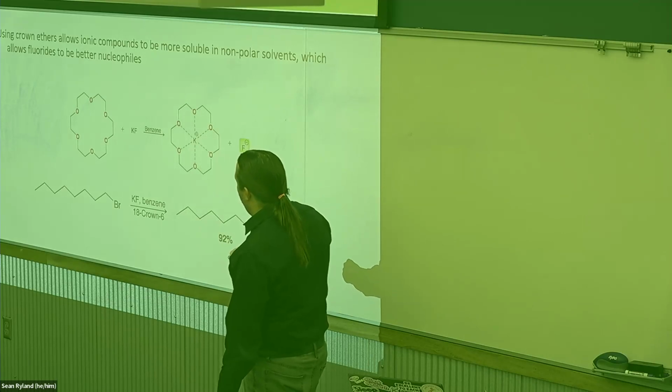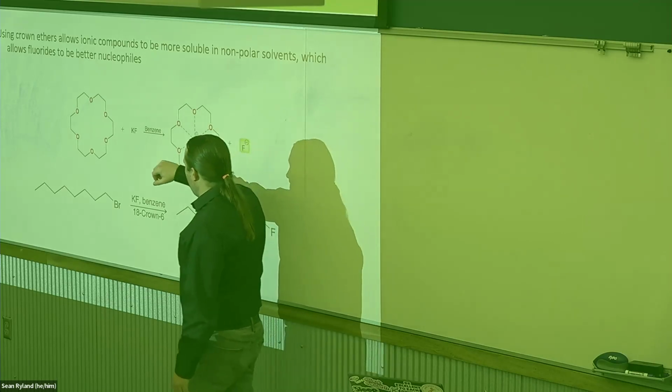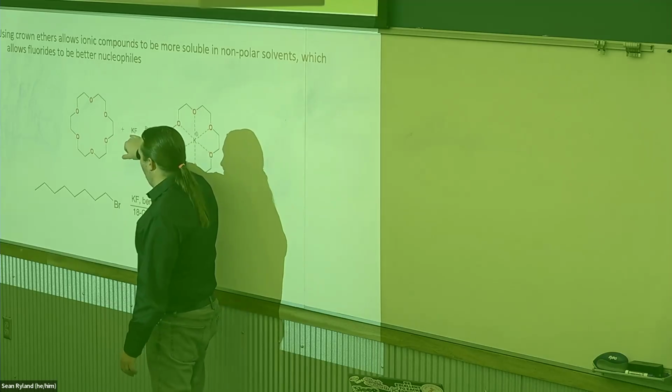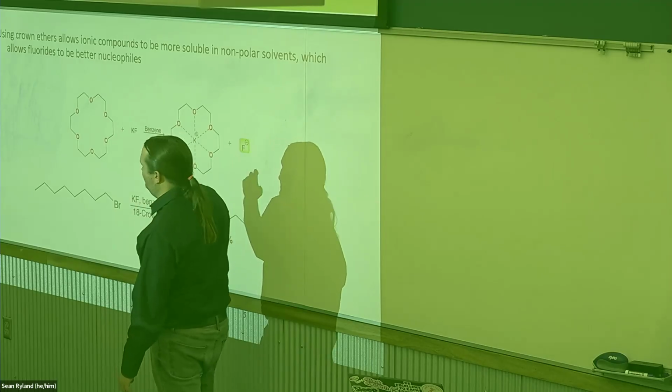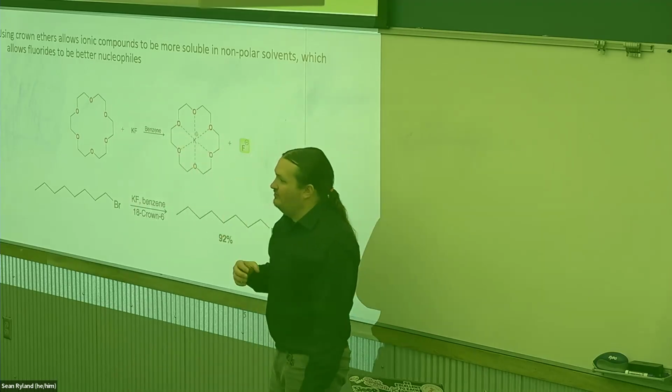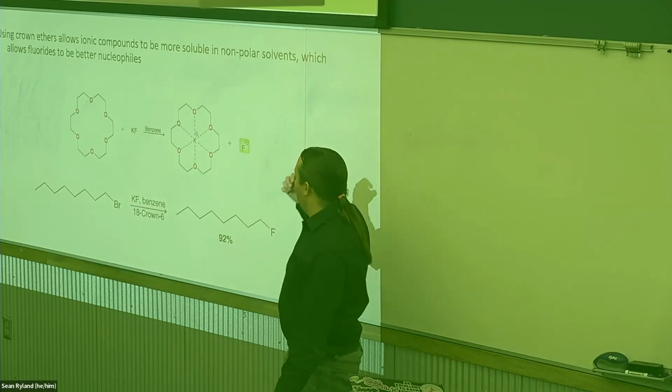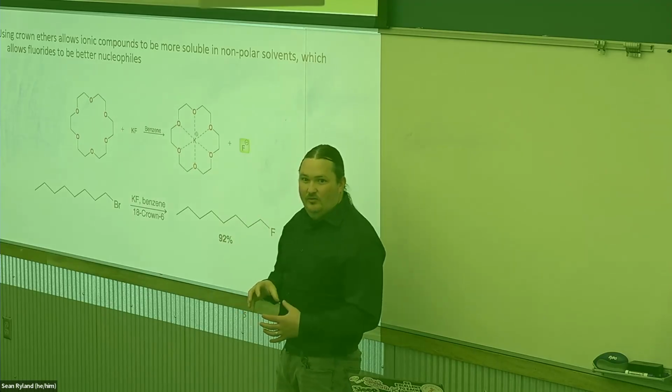Like potassium fluoride is not very soluble in benzene. And if it's not soluble in benzene, it's not a very good nucleophile, because that's one of the reasons why we never really used fluoride as a nucleophile: it was too stabilized in water.